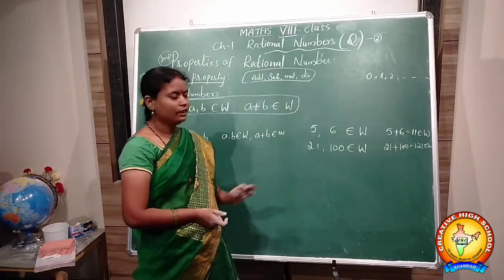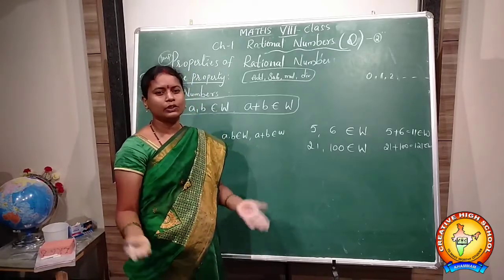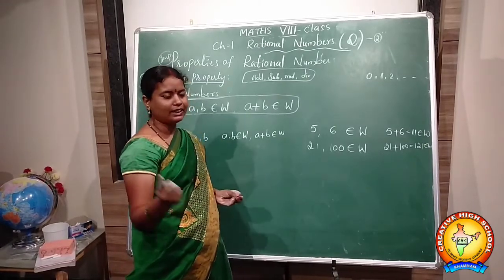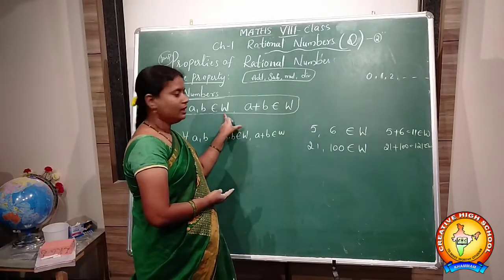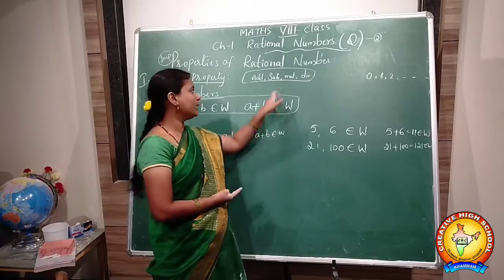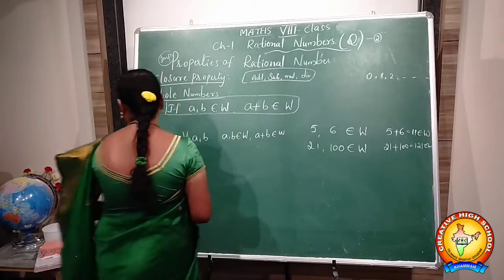Do you understand? If we add two whole numbers, the resulting number is also a whole number. Nothing more, only one sentence: when we are adding two whole numbers, the resulting number is also a whole number. That is the closure property under addition. Okay.